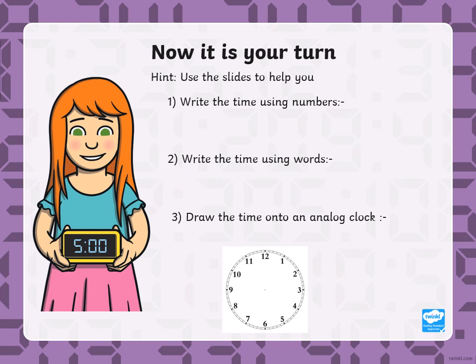Okay, let's try this one. Number 1, write the time using numbers. So we've got our digital time over here. So we're going to write it using numbers over here. Write the time using words and draw the time onto the analog clock here. Okay, the same thing. Remember our hour hand is our shorter hand and our minute hand is our longer hand.